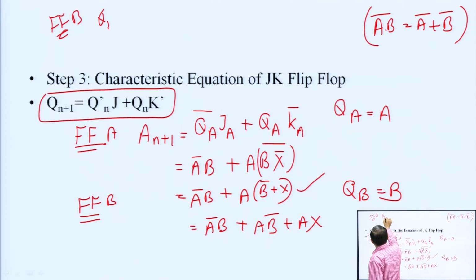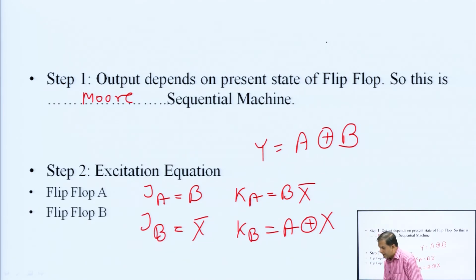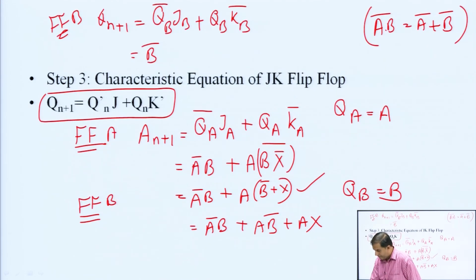we have Q n plus 1 is equal to Q B bar J B plus Q B K B bar. So, what is Q B? Q B means B, B bar. What is J B? J B means X bar. So, it will be as x bar.